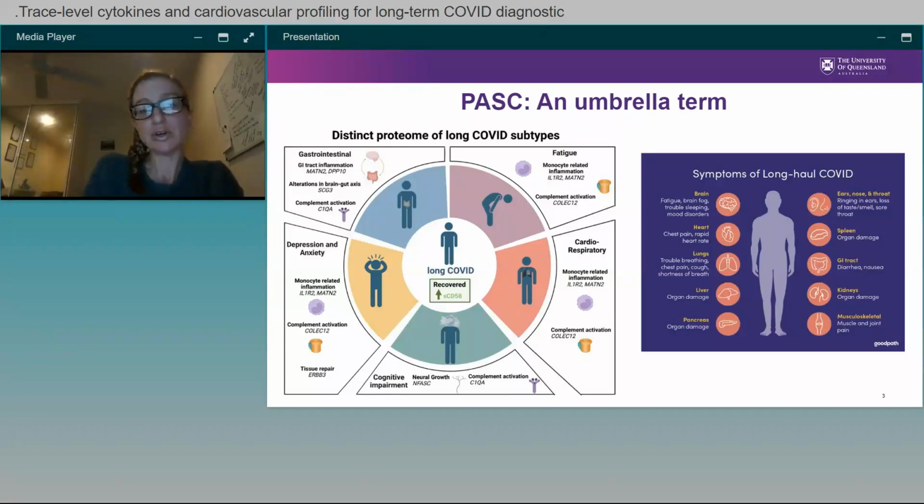And this was actually shown really nicely by a study here on the left from Imperial College, where they did widespread proteomics on individuals with different subsets of long COVID, so grouping them by the symptoms. So individuals with fatigue, gastrointestinal symptoms, depression and anxiety, cognitive impairment, and cardiorespiratory symptoms. And what they can see there is that there's actually quite different biomarkers for each of these conditions. So this tells us that probably moving forward, we should stop thinking about long COVID as one condition and start to get a little bit more granular and start to look at different subtypes of the condition.